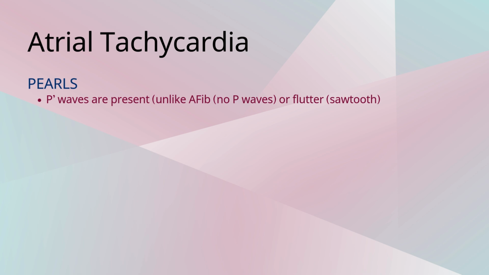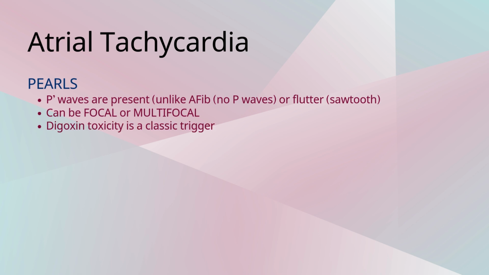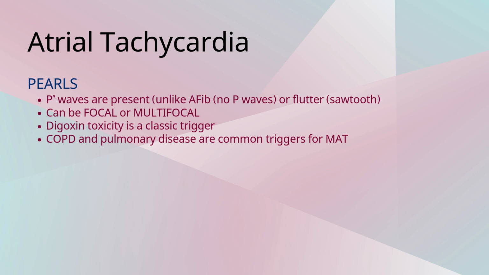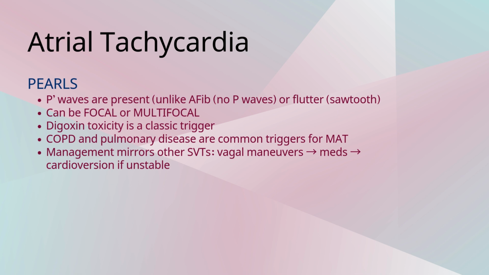Some key pearls to remember now for atrial tachycardia are the presence of discrete P waves that look different from the normal P wave. And remember, this also distinguishes it from AFib and aflutter where there are no P waves. It can be focal or multifocal. Digoxin toxicity is a classic trigger, and if you see an irregular rhythm with at least 3 different P wave morphologies in a COPD patient, it's most likely multifocal atrial tachycardia. And then management is going to be the same as for other SVT rhythms, so vagal maneuvers, medications, and cardioversion if unstable.